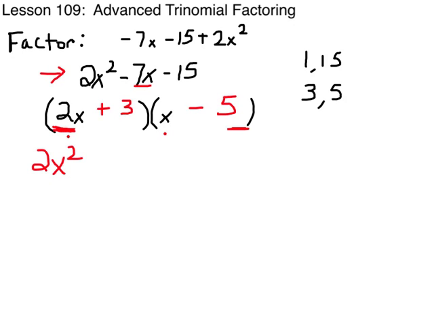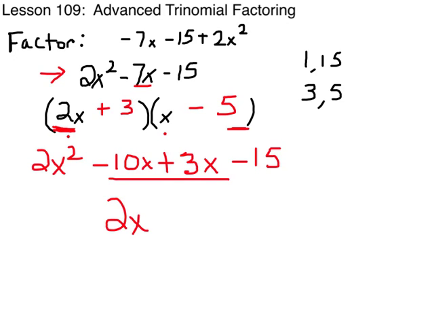All right, so now to check my work, I'm going to say 2x times x is 2x squared. 2x times negative 5 is negative 10x. 3 times x is plus 3x. And 3 times negative 5 is negative 15. Then I can add these two middle terms and I get 2x squared minus 7x minus 15.